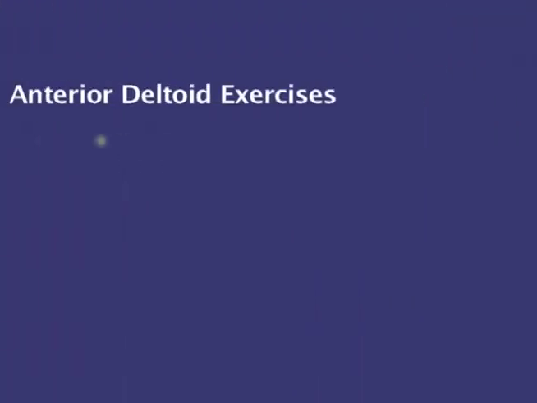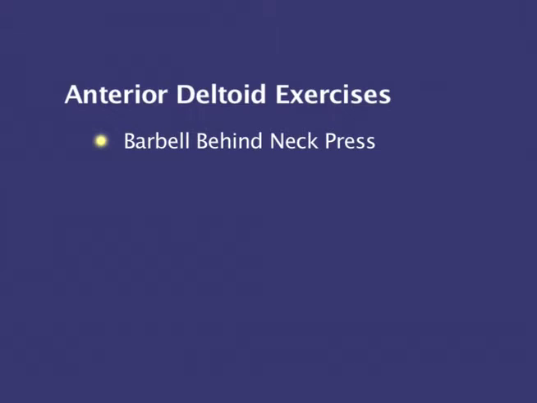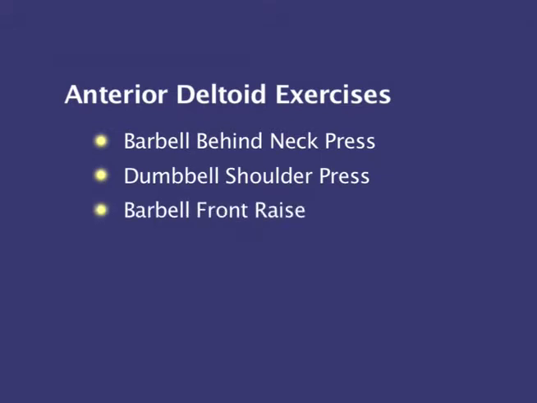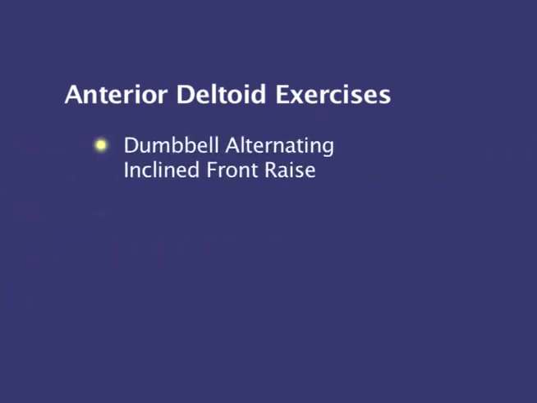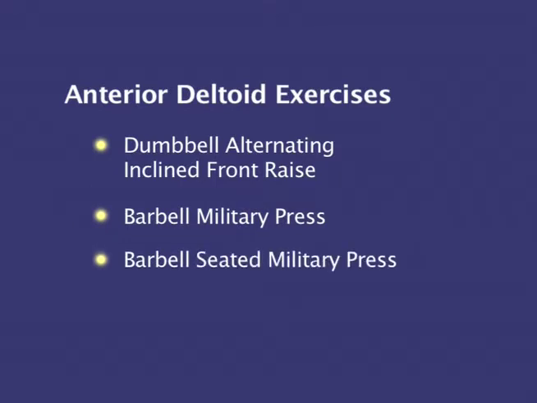The exercises we are discussing here for strengthening of the anterior deltoid are, the first one, barbell behind neck press, next dumbbell shoulder press, next barbell front raise, barbell incline front raise, dumbbell front raise, dumbbell alternating incline front raise, barbell military press, barbell seated military press, etc. These are the exercises we are going to discuss. Now, we will start with the practical session.